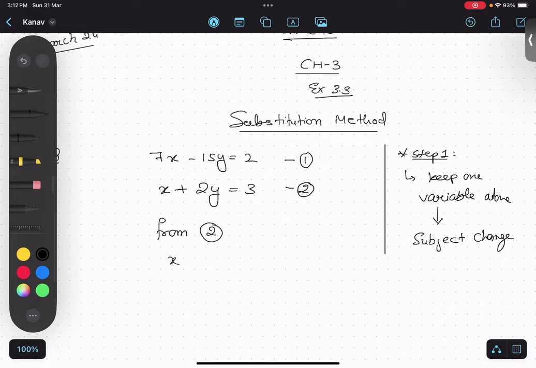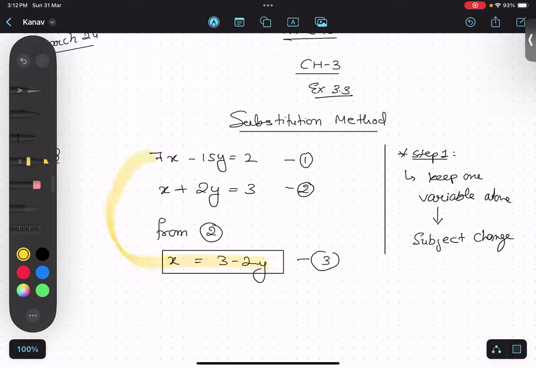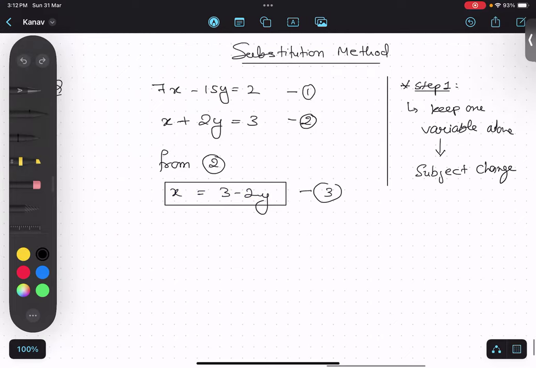Now from expression 2, x equals to 3 minus 2y. Is this thing clear? Yes. This becomes my third equation. Now what I'm going to do, I'm going to substitute this particular equation in 1. Why not 2? Because I have used 2 to find out this particular equation. So suppose you are using first equation, then you cannot substitute in first equation. Okay? So we will be substituting 3 in 1. That is why it is known as a substitution method.